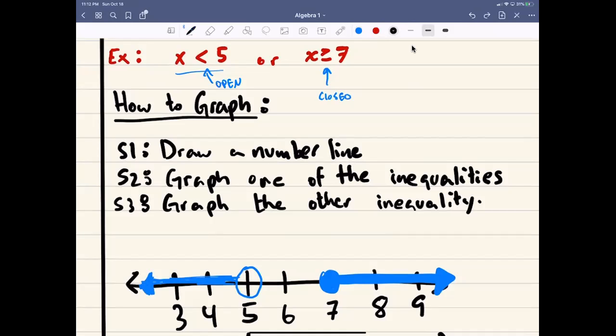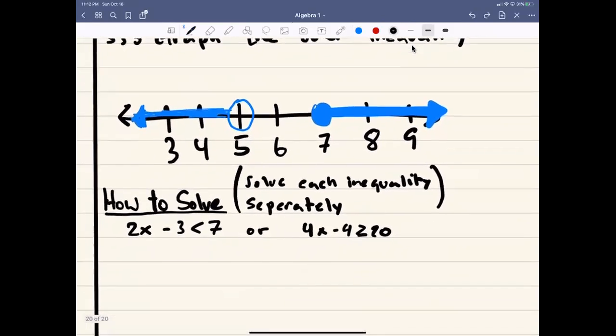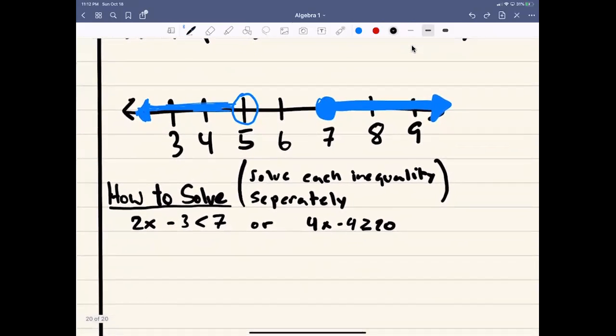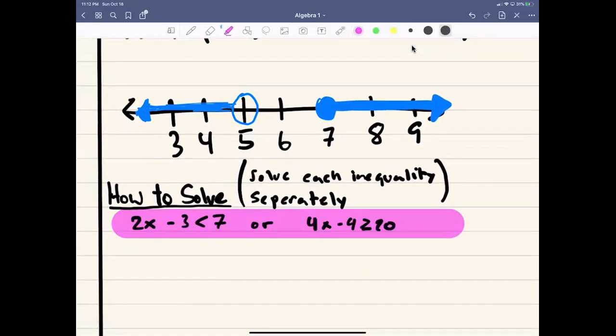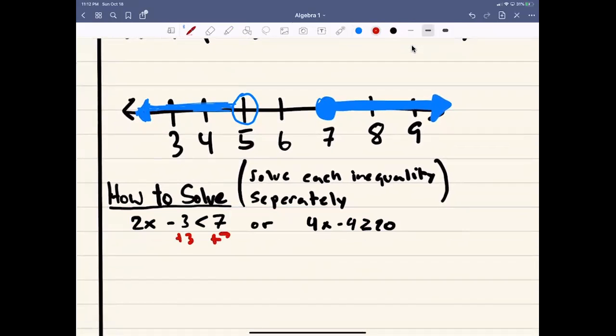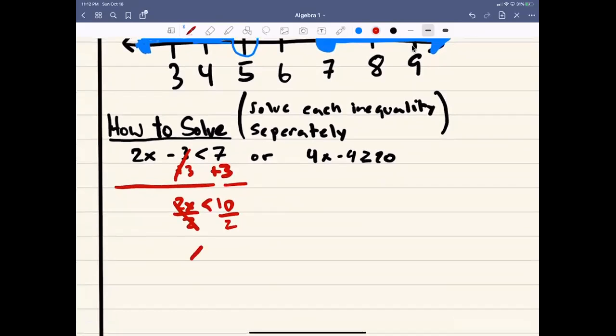All right. So what happens if we get a problem that says solve and graph, right? How to solve? Well, if you got a problem like this, you just got to solve each inequality separately and then graph it. This is just stuff we're already used to, but just for old time's sake, we're going to go ahead and solve it. So we're going to add 3 to both sides here. You're going to get 2x is less than 10. We're going to divide by 2, and we're going to get x is less than 5.